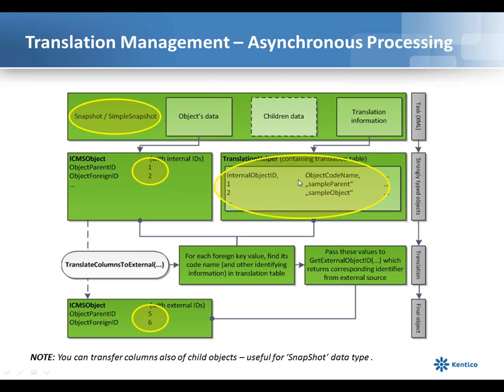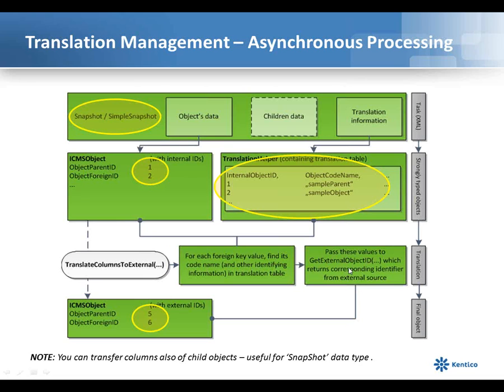So this is something that Kentico will build for you. So 1 in here means that it's the code name of your user. So it's going to be administrator, let's just say. And 2 would mean the code name of the other object in here, which could be some kind of a document, GUID of the document or something like that. So we give you this translation table, we give you the object, and it will fall down to your method, to your connector. And in the connector, you will generally implement a method called, let's just say, get external object ID or get external document ID.